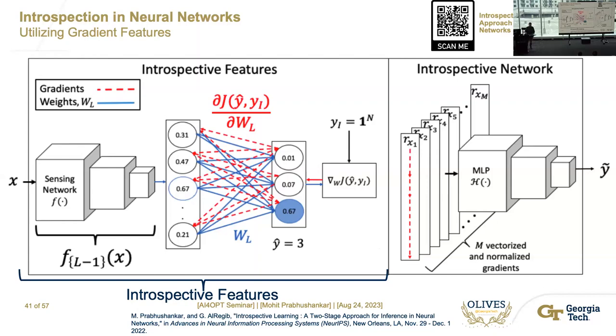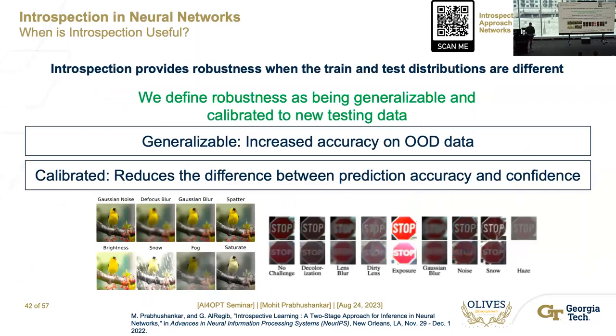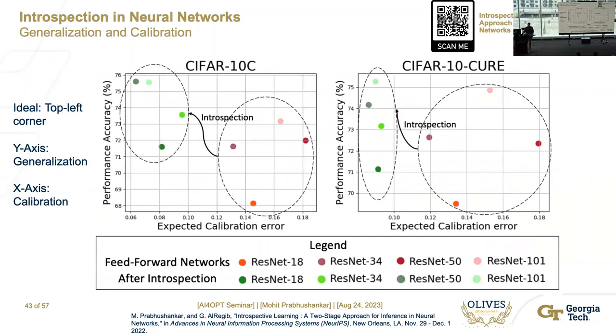What we noticed was that the results were both generalizable and calibrated. Generalizable in the sense that even with some kind of out-of-distribution data, very noisy data, the network was able to get much higher results. Calibrated in the sense that the difference between prediction accuracy and prediction confidence was pretty much improved. I do have some results on CIFAR-10-C, CIFAR-10-Cure, where the same networks, which were in the bottom right corner here, increase and move to the top left corner, when you have this kind of MLP on top of the network.